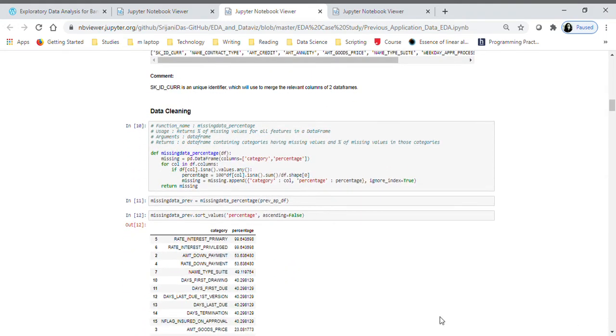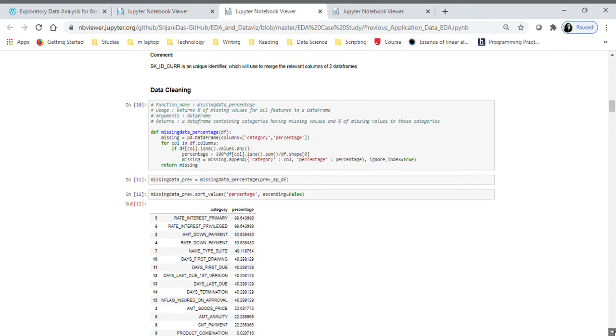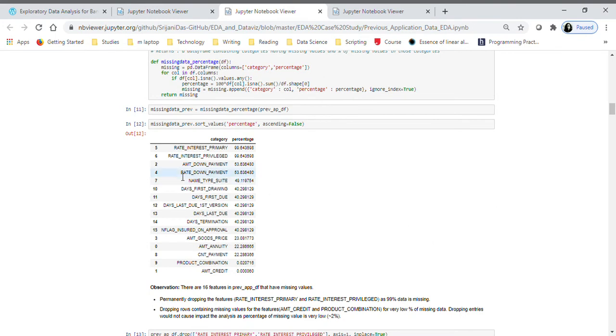The next thing I moved on with is the data cleaning part. Data cleaning is a huge part of exploratory data analysis, of course. Once I calculated the missing data percentage for all the categories, it gives me only the categories that have at least some amount of missing data. It is not printing the features that do not have any missing data. So here, as you can see, it is giving the percentage. Suppose the first one has 99% data missing.